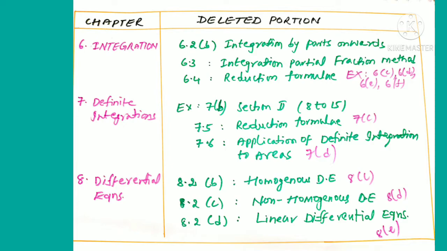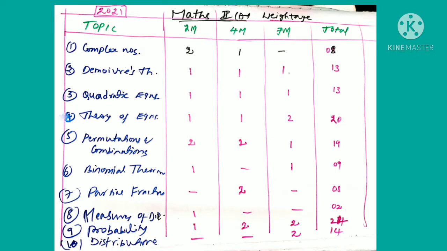Are you ready for the weightage? Yes, look at this chart. Here I mentioned the Maths 2A weightage according to the 2021 syllabus. I mentioned the topic name and 2 marks, 4 marks, 7 mark questions. From this column you can see how many questions will come in each topic. You can understand the total of each topic, which I also mentioned here. Is it clear now? Now you can understand what the first topic is.